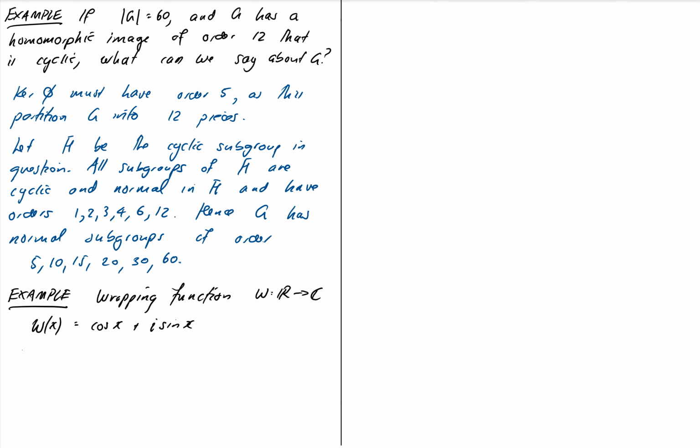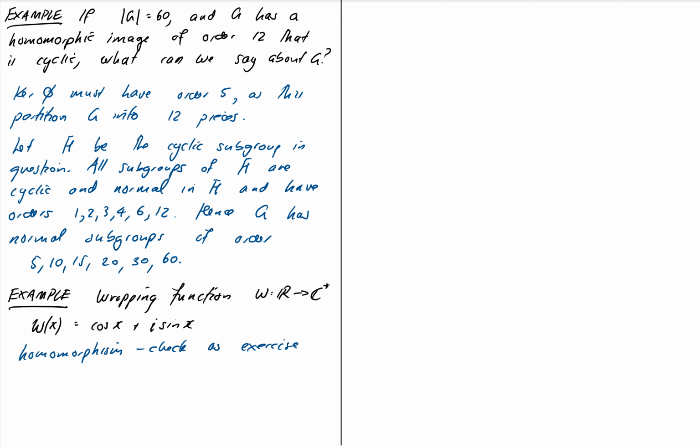Oh, so you should probably first check that it's a homomorphism. I'll let you check that as an exercise. Just need to check that it preserves the group operation. So we're in the complex numbers under multiplication and the real numbers under addition there. So that should be C star for multiplication. Okay, so this maps it onto the unit circle in the complex plane, which is also a subgroup of the complex numbers under multiplication.